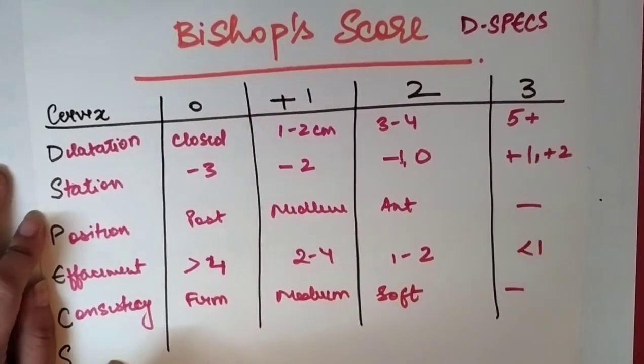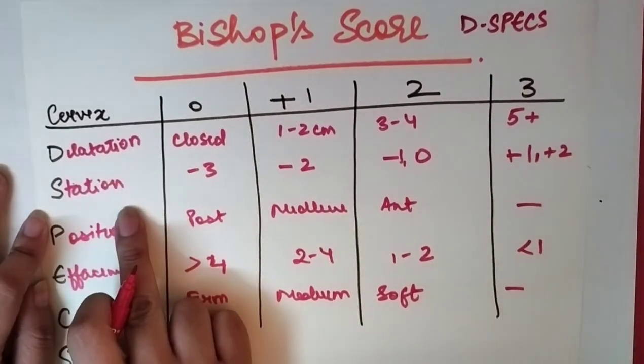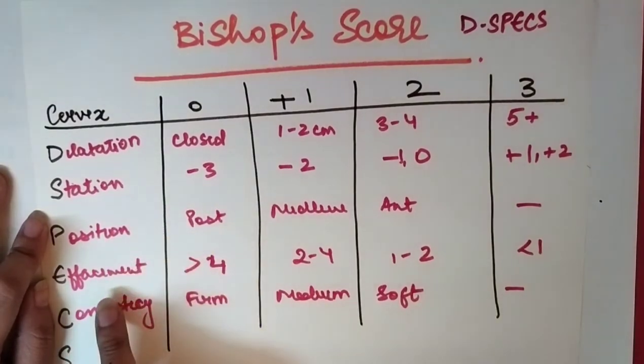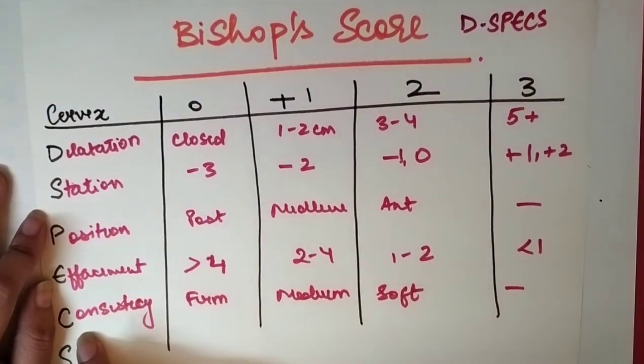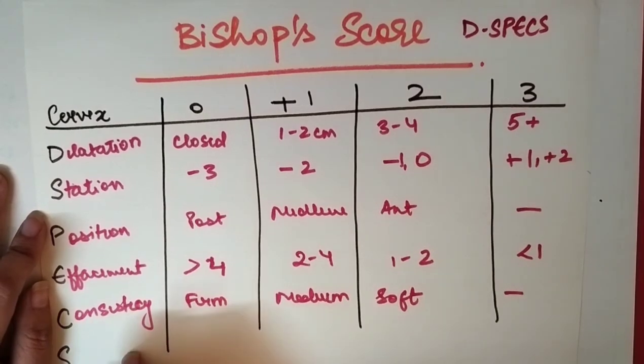This S is extra, so D specs. Dilatation, station of the head, position of the head, effacement, and consistency of the cervix. This is useful in induction of labor.